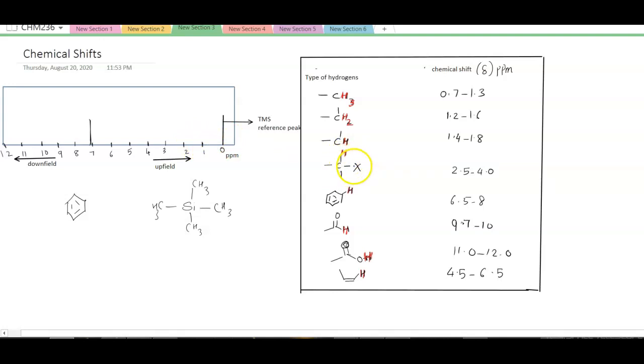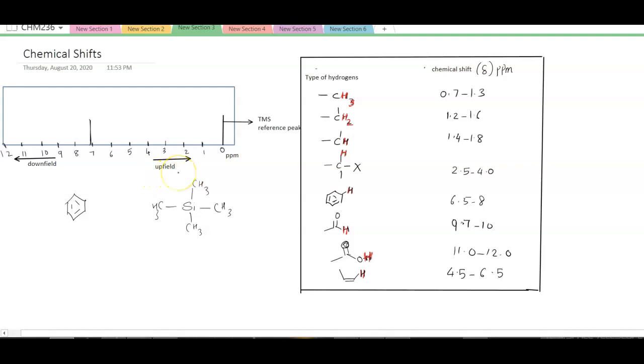When protons are close to an electronegative element like a halogen, oxygen, or nitrogen, the inductive effect of this electronegative element causes the protons of the methyl or CH2 group to be deshielded. That means they are surrounded by less electron density, and as a result the signal, which would usually have appeared in this region, now appears more downfield because they are deshielded from the external magnetic field. If they appear more upfield, that means they are more shielded. So we are talking in terms of their effect from an external magnetic field.